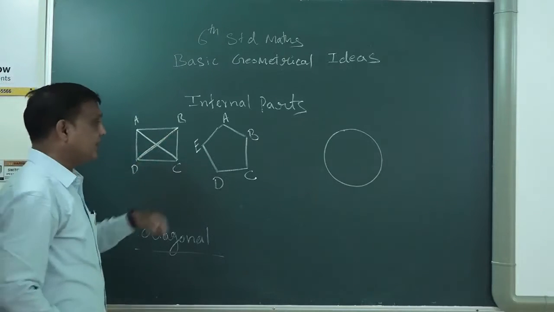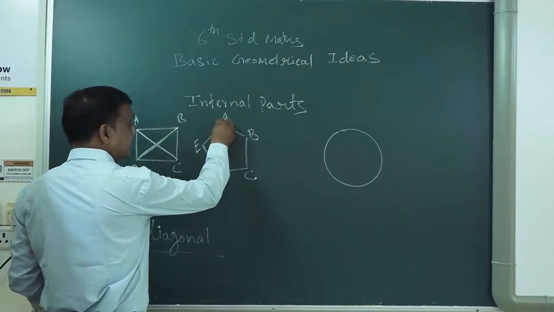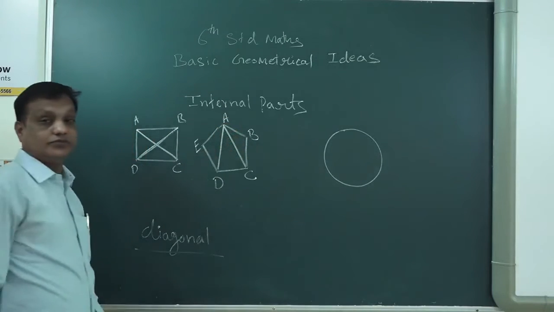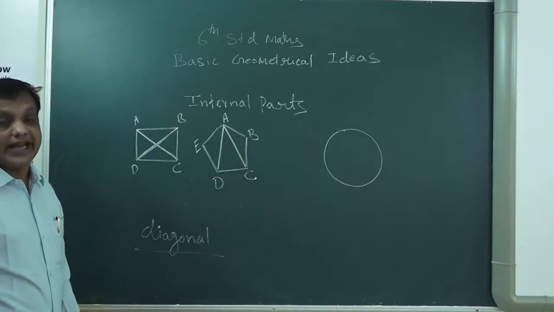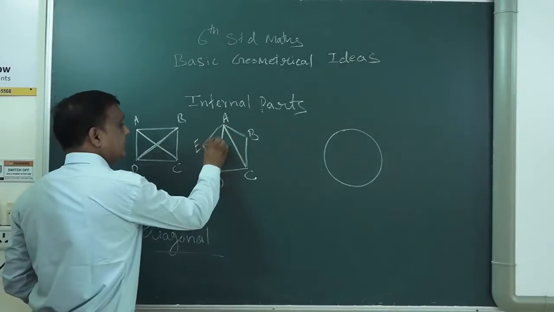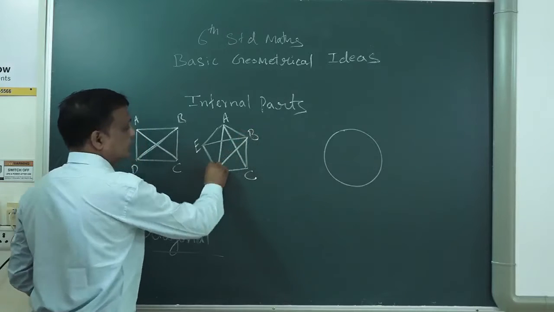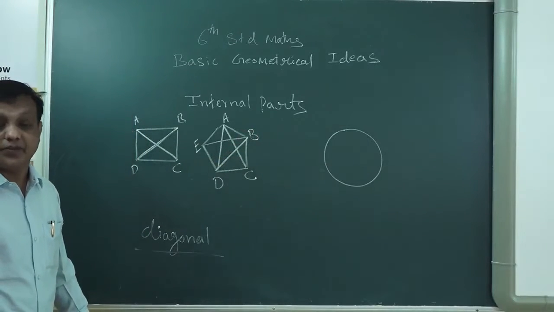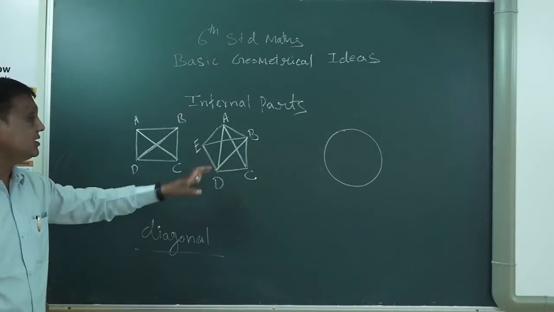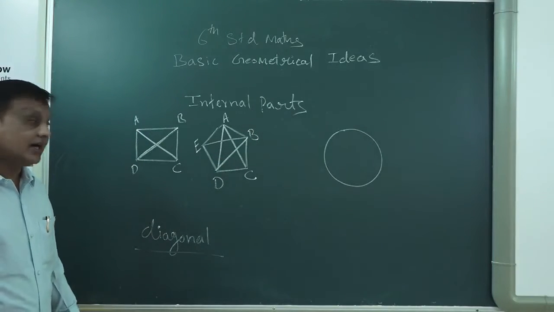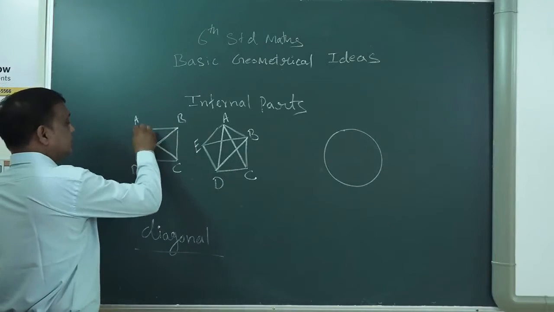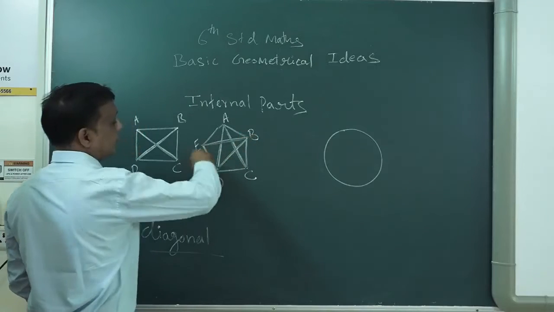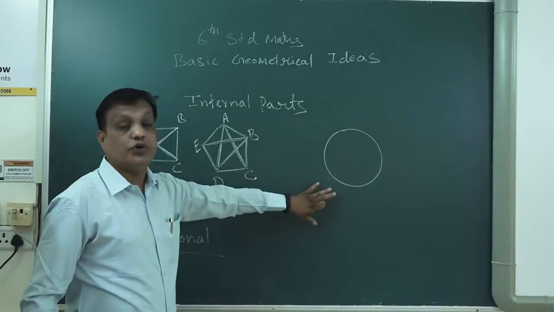If you see in a pentagon, how many diagonals I can draw? This is one, this is one. These are what? Diagonal. And you can write here also and here also. So this internal line connecting from one point to another point, so you can say that are the diagonal. Here we see 2 diagonals. Here you see 1, 2, 3 and 4. These are the diagonals. But here we don't see the diagonal.